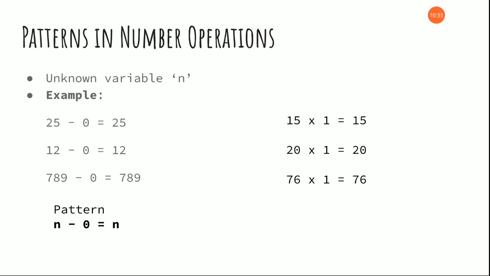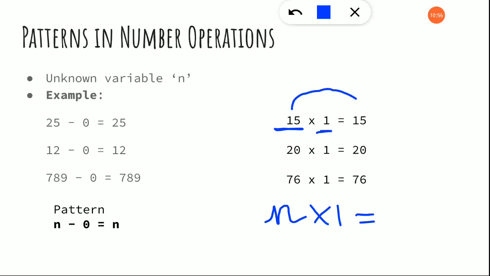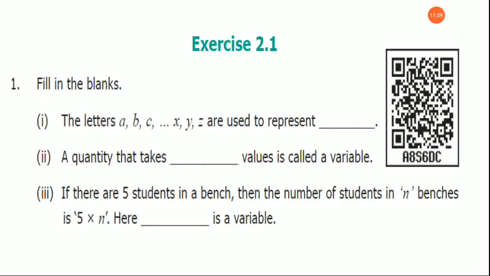15 is multiplied by 1, so the answer is 15. And then 20 is multiplied by 1 and the answer is 20. Then 76 is multiplied by 1 and the answer is 76. So what pattern is being followed here? There is some number, the variable is considered as n, and then it is multiplied by 1, so n into 1, and the answer is going to be the same number. So the answer is also n. Clear? So this is the pattern. Are you clear with this, children?